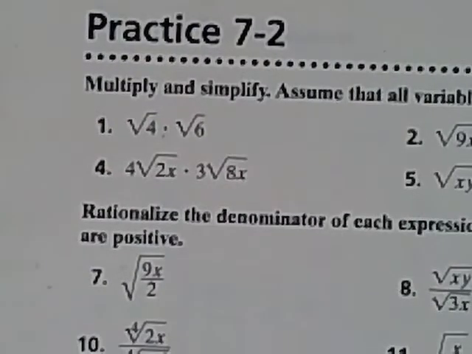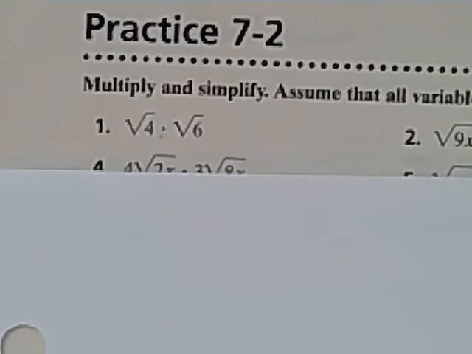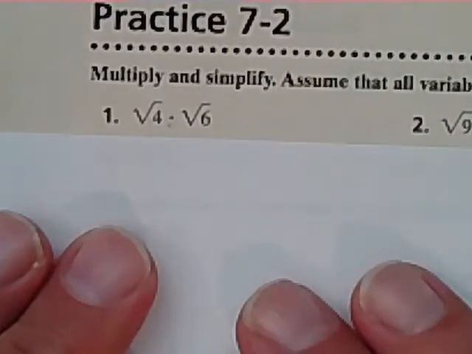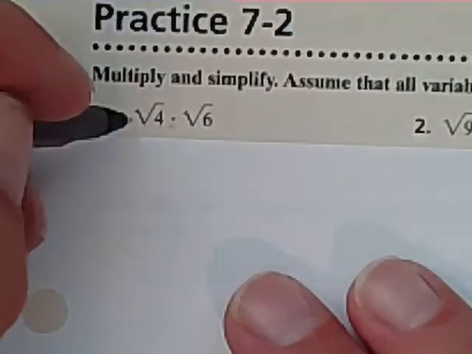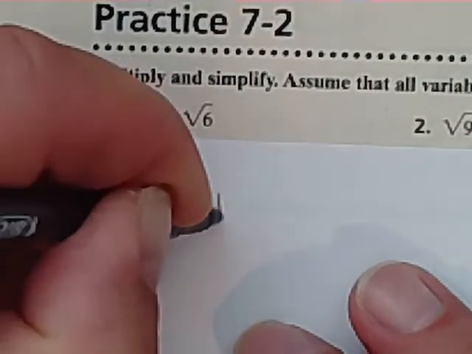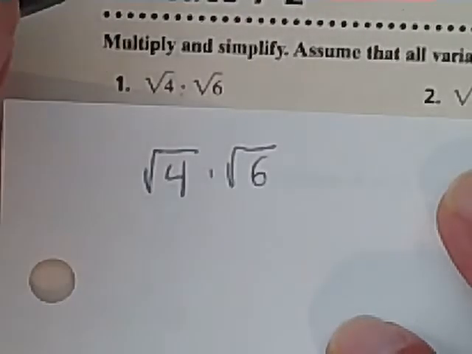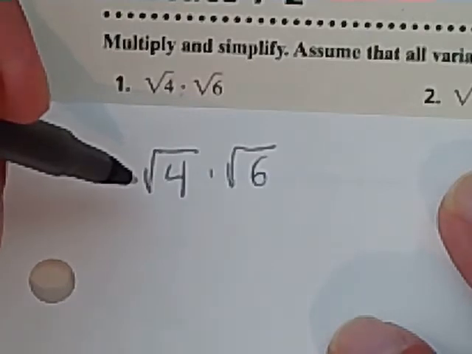How do you multiply and simplify radical expressions? All right, I'm going to demonstrate it. When you multiply, you may try to find common things. So number 1 here says, what happens when you multiply the square root of 4 times the square root of 6? Okay, well, if you're not sure how the rules work, pick something where you know how the rules work.